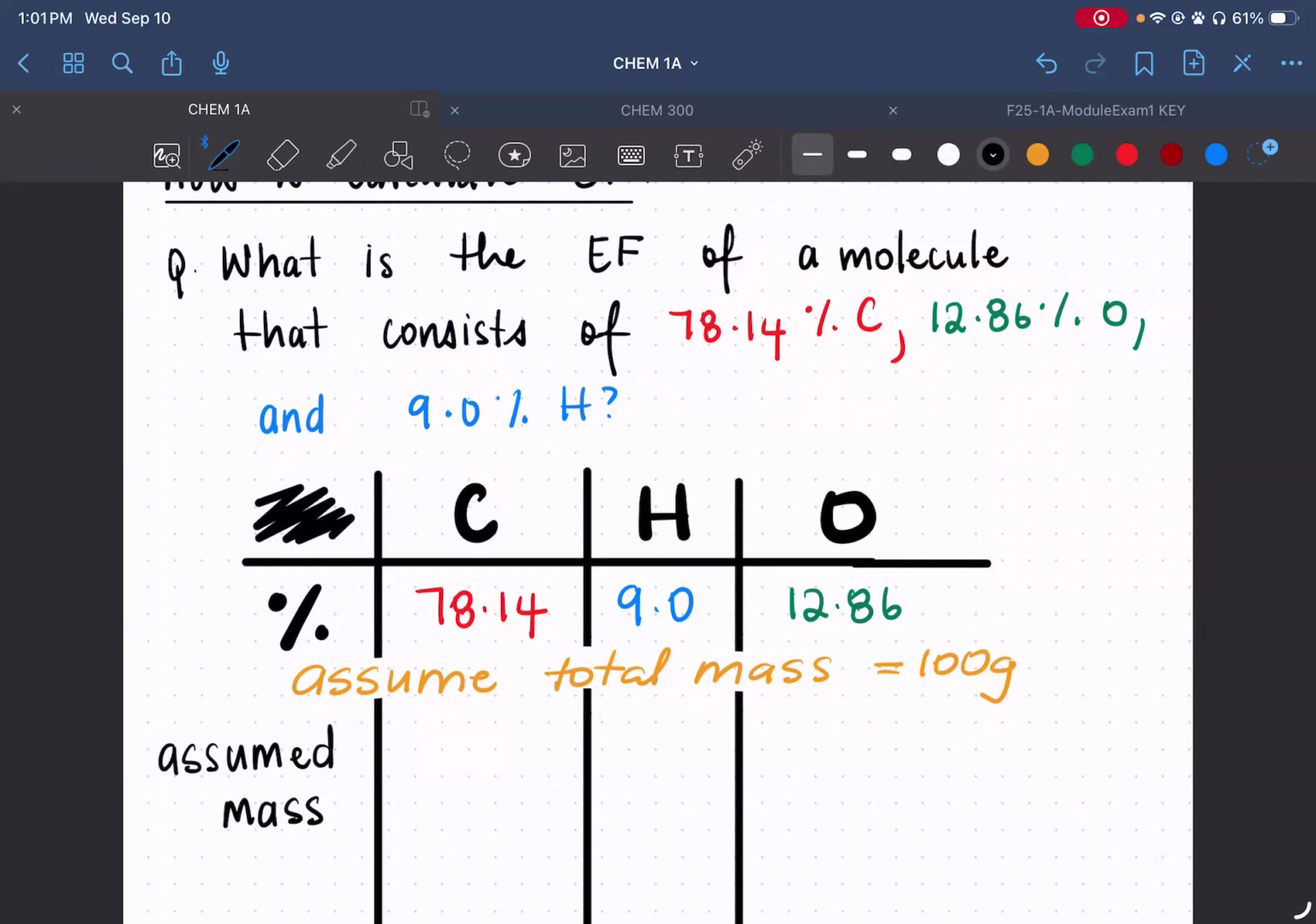The mass of the carbon is 78.14. The mass of the hydrogen is 9.0. And the mass of the oxygen is 12.86. So yes, you are writing the exact same numbers, but recognize that the first one is a percentage, and then we assume a mass based off of that percentage.